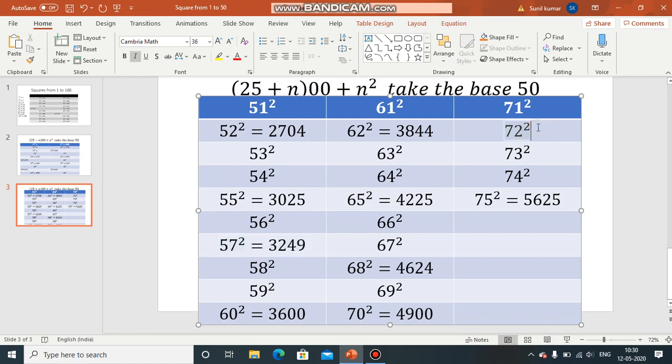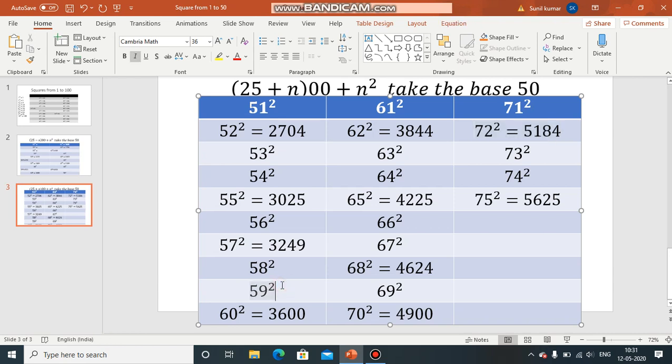Let's go from a simple one to a difficult one, like 72 square. Suppose 72 means 50 plus 22. Now add 22 to 25, it makes 47. So 4700 is there. 22 square, we need to remember, is 484. So 4700 plus 484 is 5184. So 72 square is 5184.